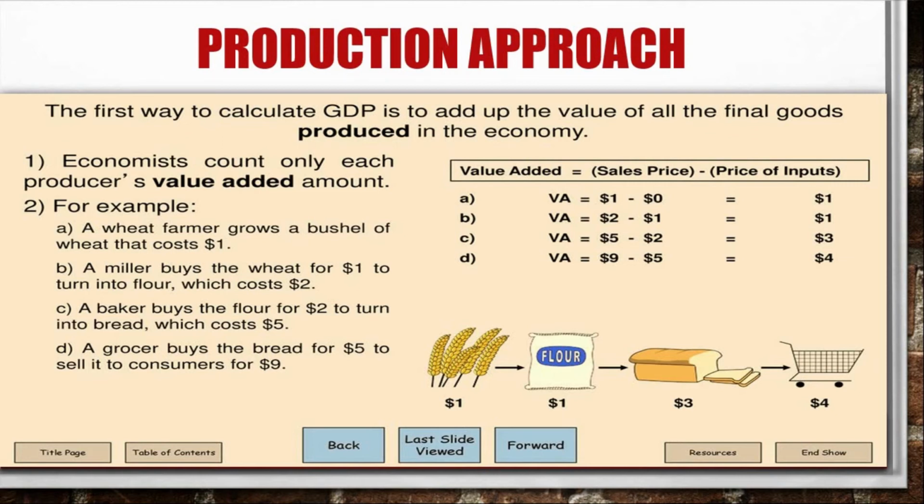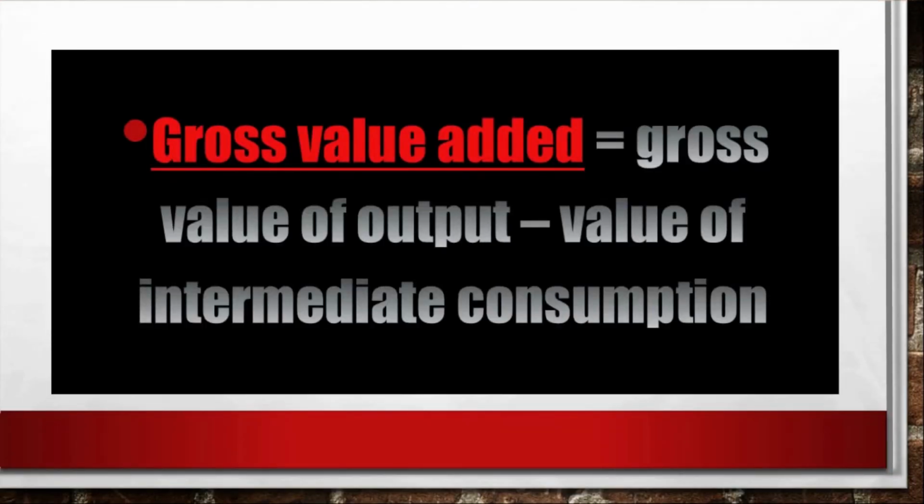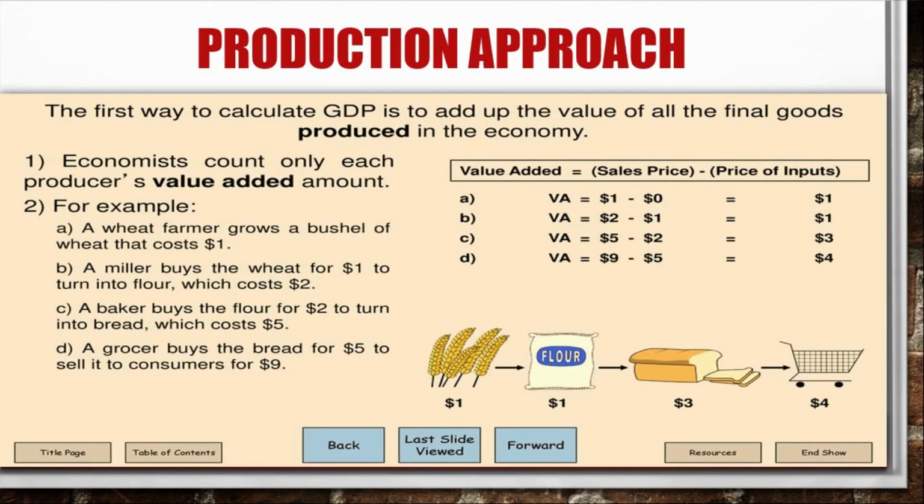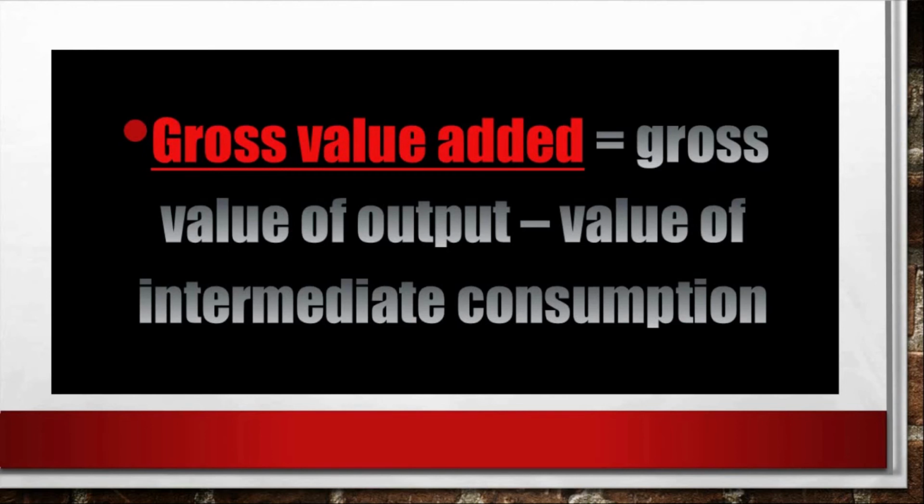We concluded $4, the last final good, because we know that GDP is the market value of all final goods, not intermediate goods. Gross value added equals gross value of output minus the value of intermediate consumption. In the production approach example, it is $9 minus $5, so we get $4. Okay.